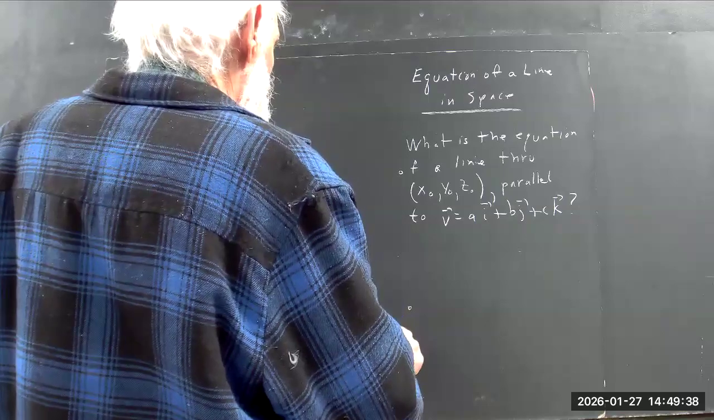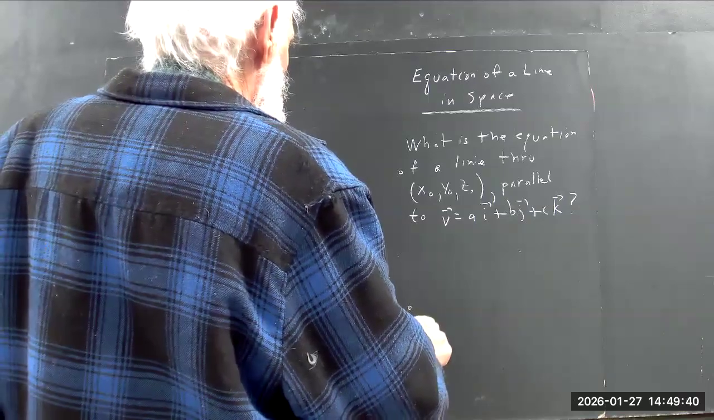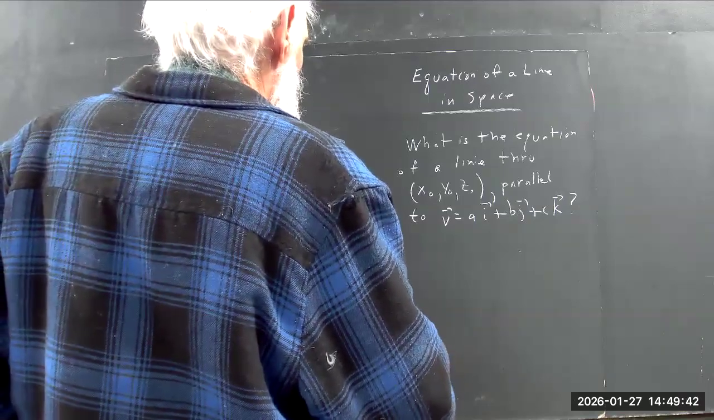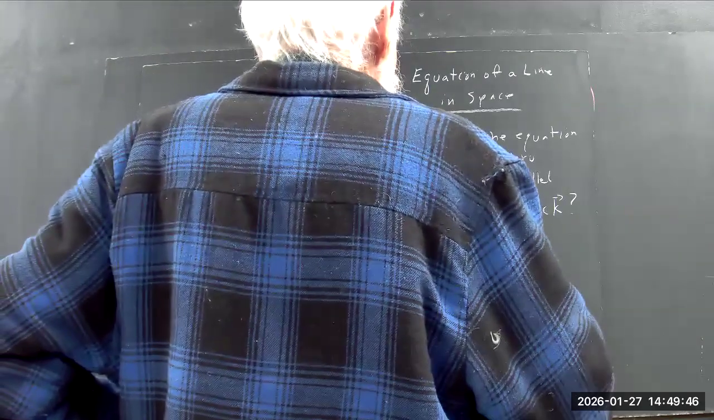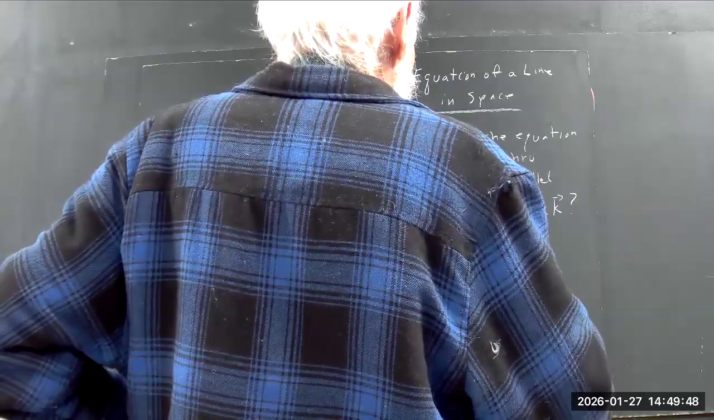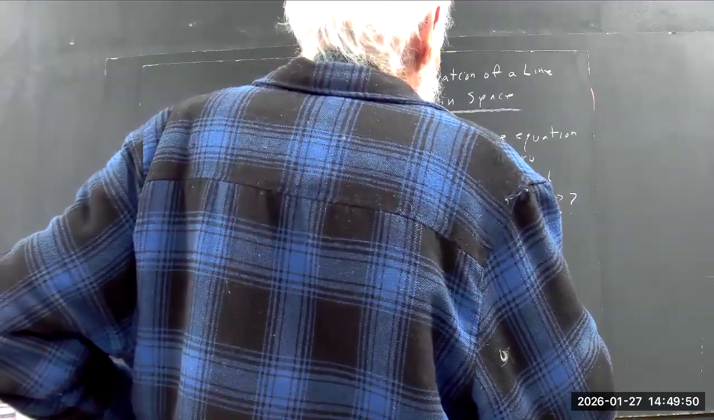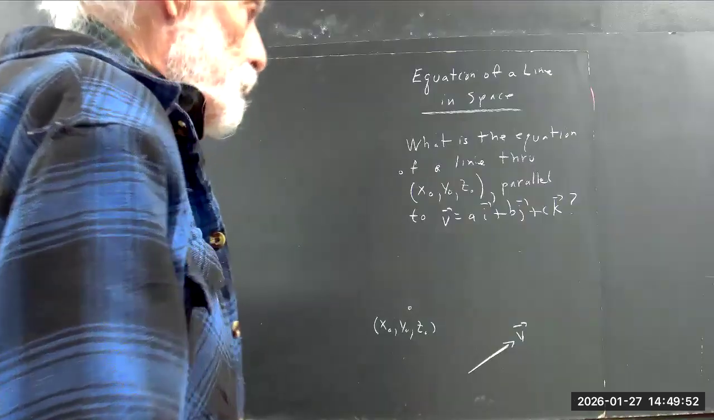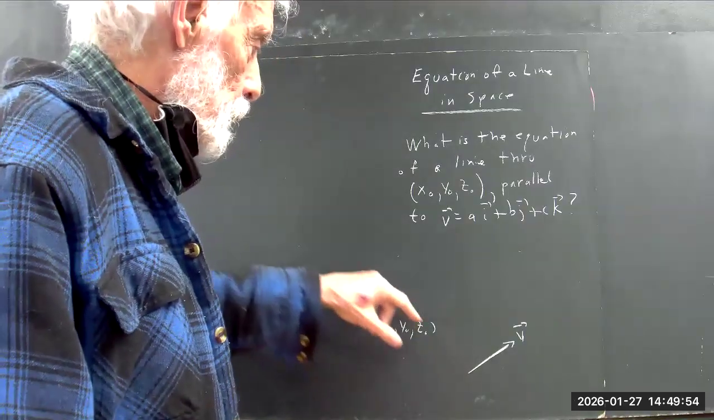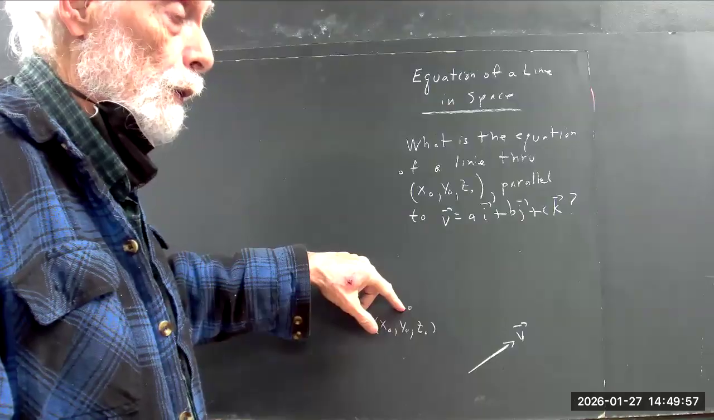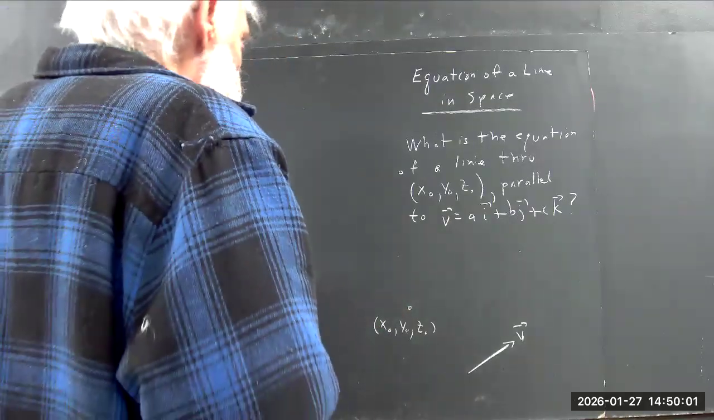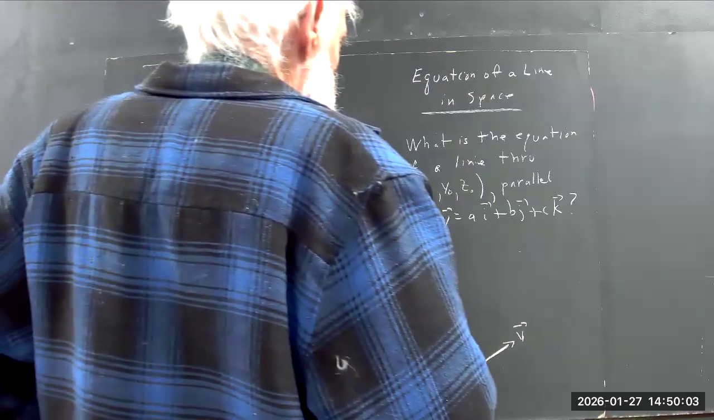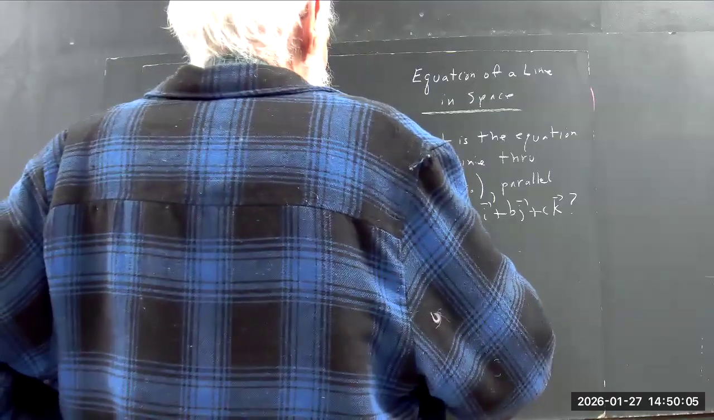Here's the point x naught, y naught, z naught. And here's a vector v. Now we could put the initial point of the vector v at the point x naught, y naught, z naught. And we'll eventually do that. Matter of fact, we'll go ahead and do that right now.